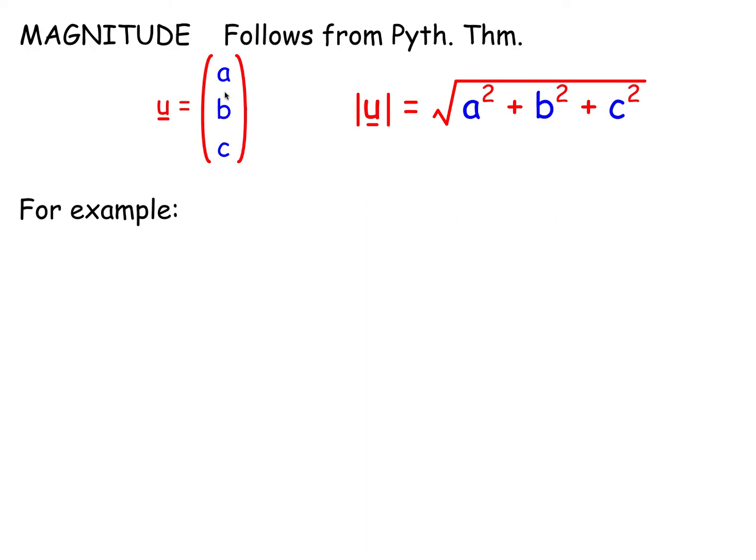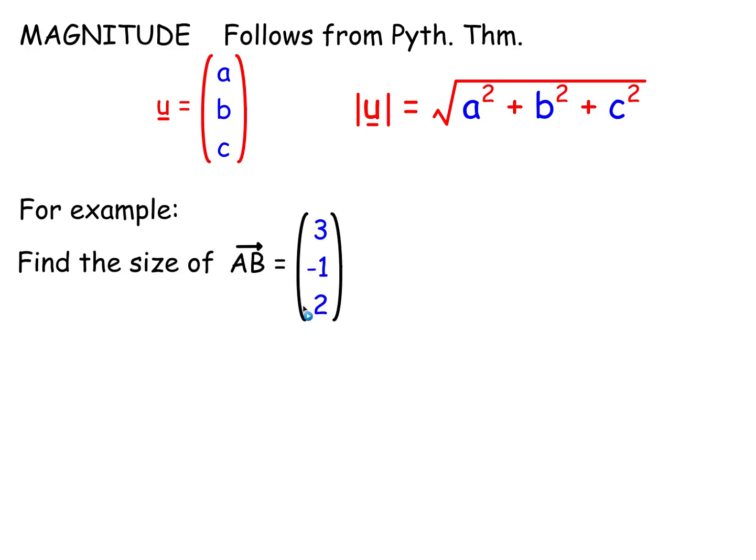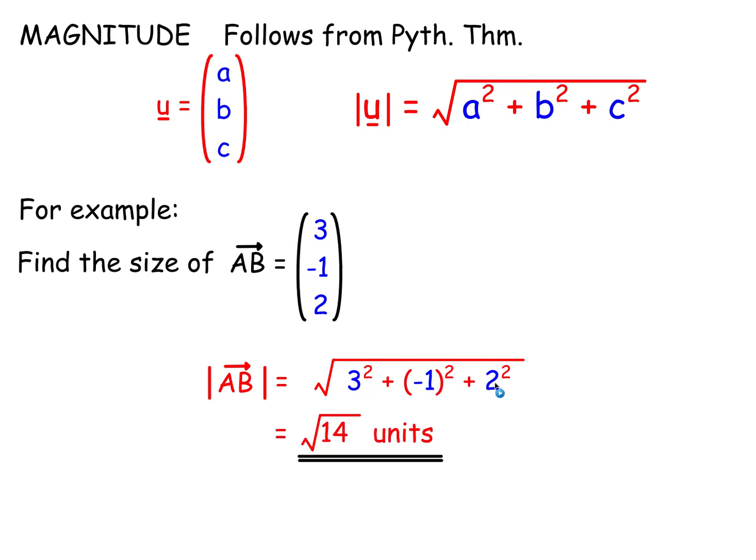So there's a general rule. Magnitude of vector U, square the components, add and take the square root. If that's directed line segment AB, you want its size, its magnitude. Square the components, add and take the square root. 9, positive 1 and 4. So that's root 14, won't simplify it. So that's root 14 units is the size of the directed line segment AB, or it's the length of the line AB, or it's the distance between the points A and B.